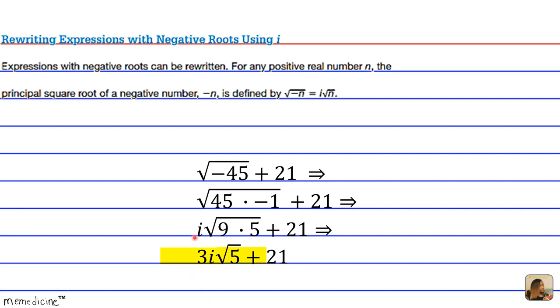We don't have to break down the square root of 5 because it's an imperfect square. We usually don't analyze that unless we're specifically told to. And we know that 9 is a perfect square and simplifies to 3, so we can just carry out the 3. And the entire first expression is going to be 3i times the square root of 5, plus 21. Okay?